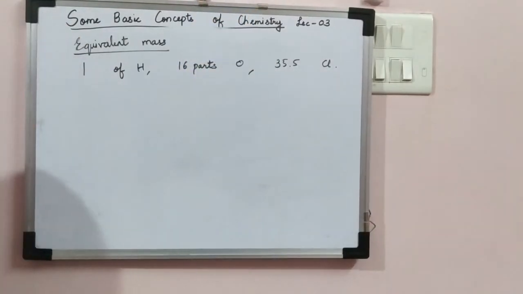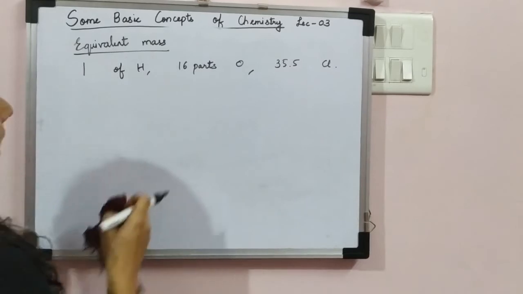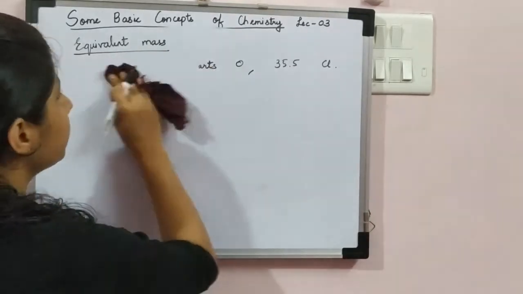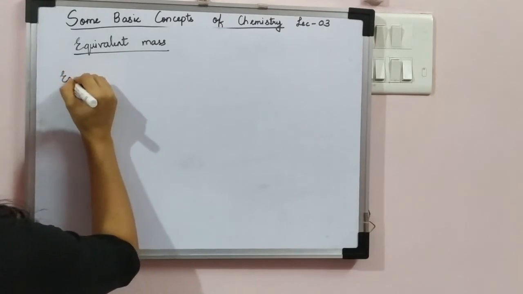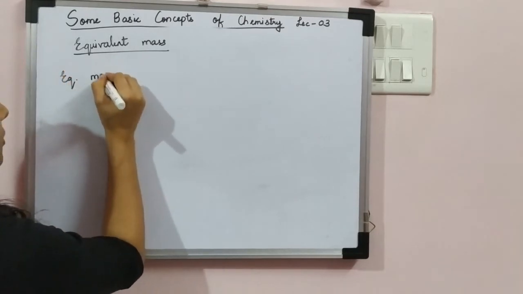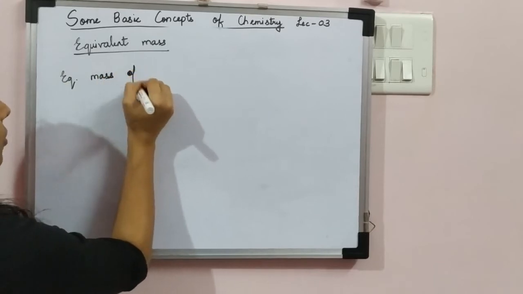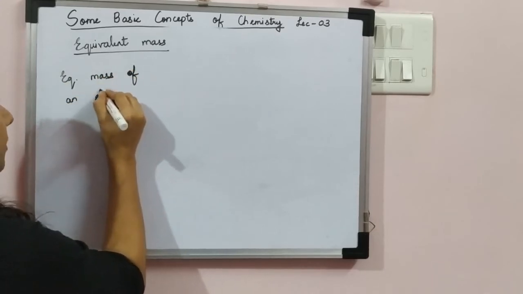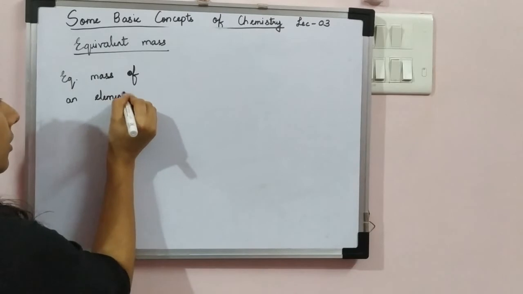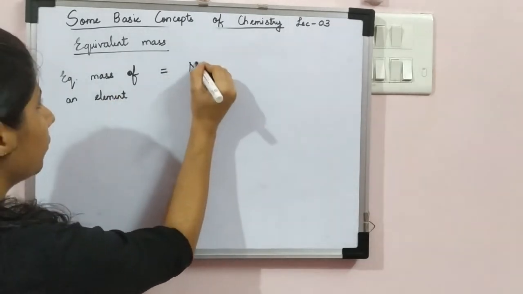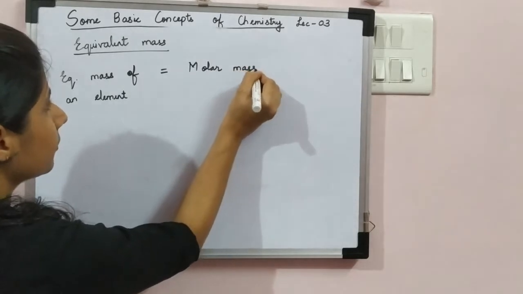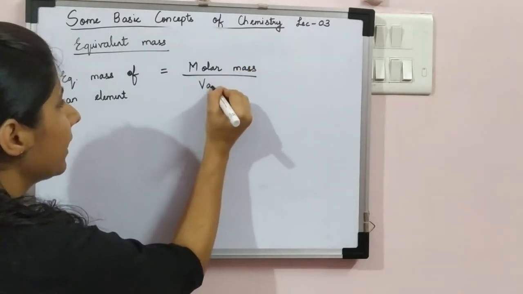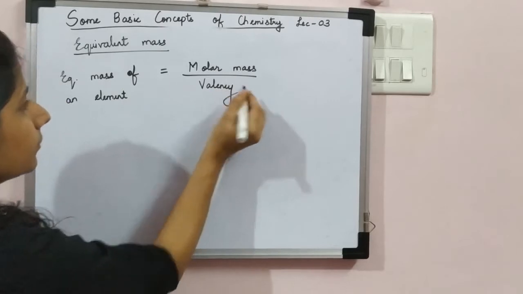Okay, so how do we understand this in physical terms? What is happening? There are different ways to calculate the equivalent mass for different substances. Now let's say I have to calculate the equivalent mass of an element. So EQ is equivalent. So the equivalent mass of an element would be equal to molar mass upon valency.